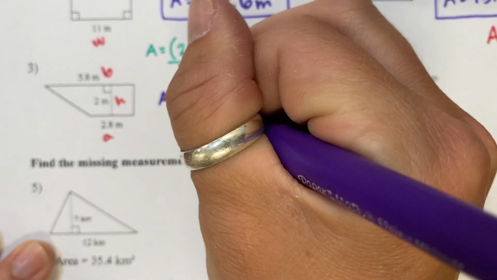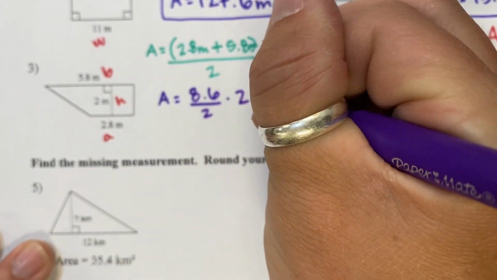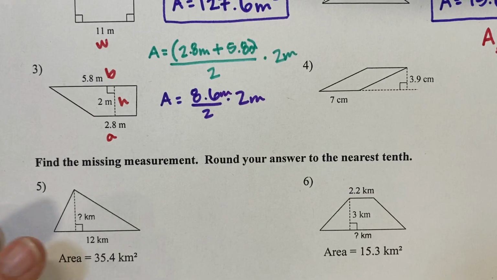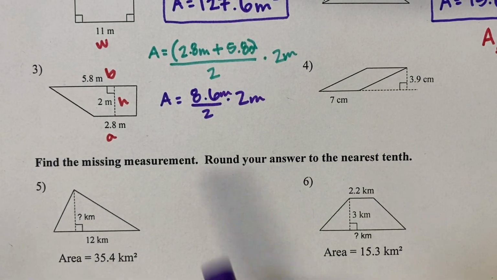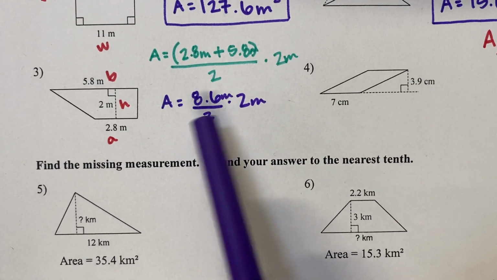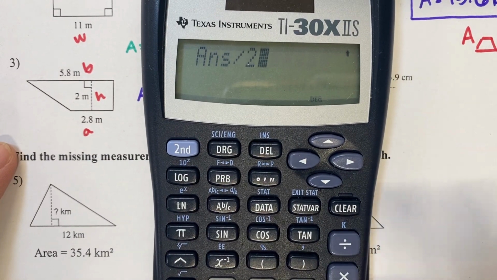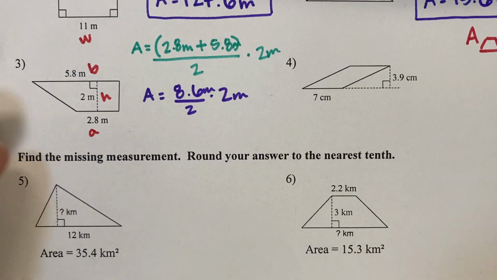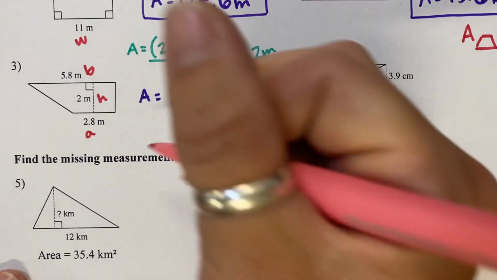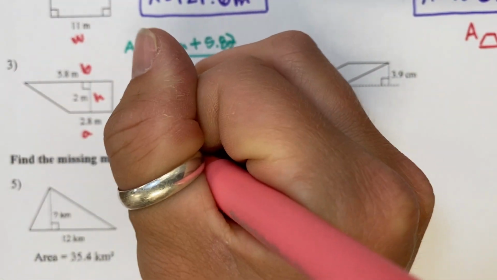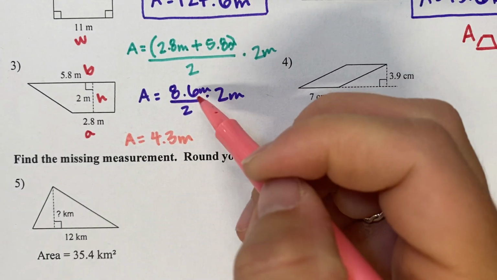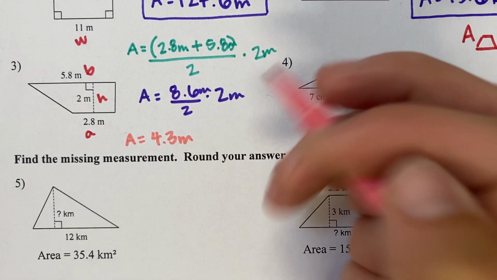We still have the divide by 2 and multiply by 2. And it is meters. Okay, well, now we're going to divide by 2. So we can take 8.6 and divide that by 2. And we get 4.3. Area equals 4.3 meters because we just took that piece and it turned into 4.3.